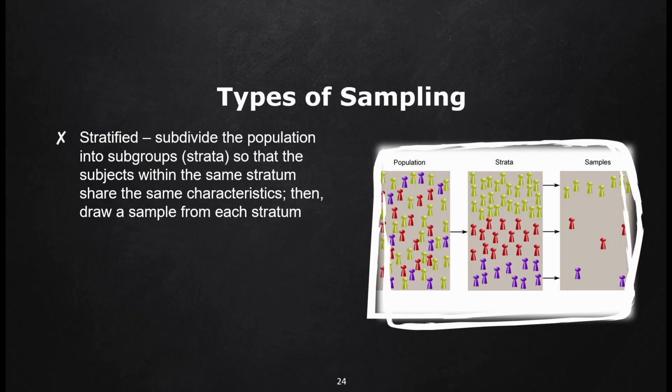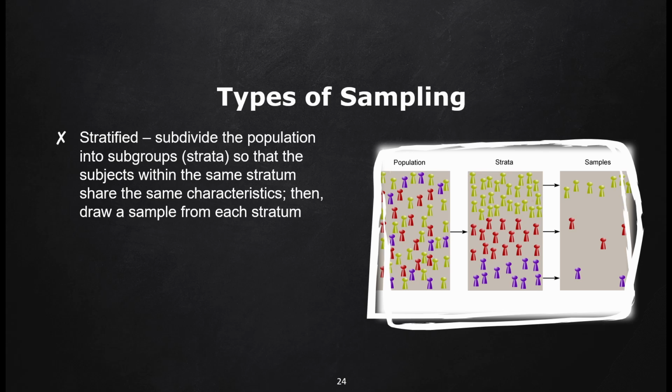Now we go into a little more intensive kind of sampling: stratified. We basically have a population, and then we separate them into different groups that we call strata. All the subjects in a stratum have some characteristic that is the same. And then from each individual stratum, from each group, we randomly select a couple of subjects.